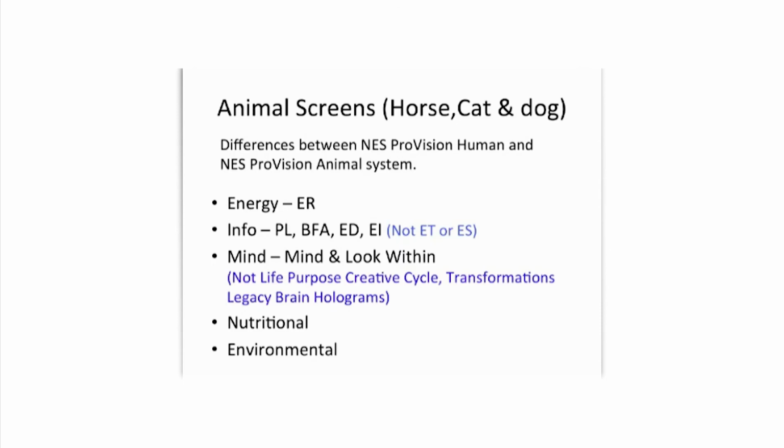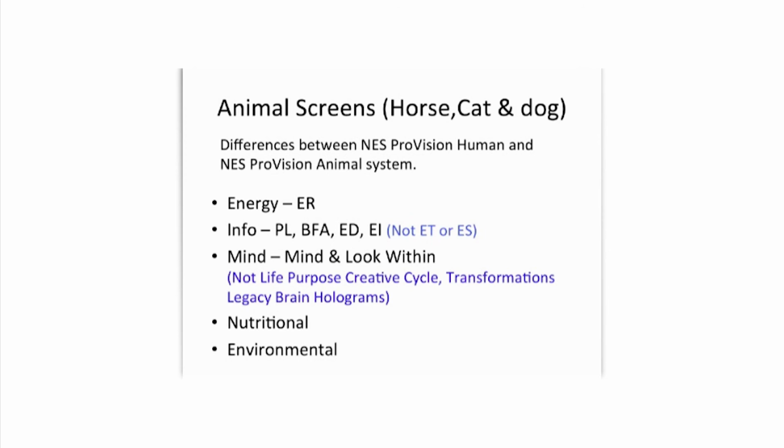Now the animal screens for horse, cat and dog. The difference between the NES Provision for humans and the animal Provision system. So both systems start out opening up with the energetic rejuvenators, which are composites of information from brain holograms and integrators and other information patterns. Then we have access to information with polarity and BFA, drivers and integrators.